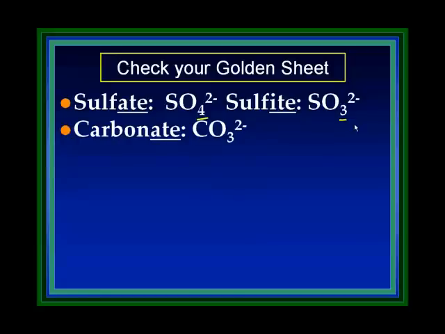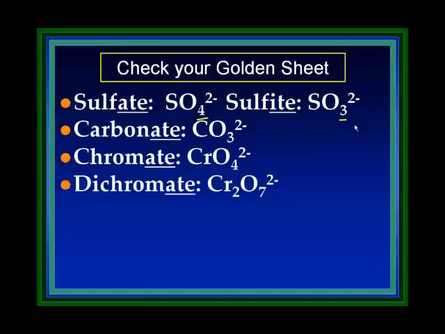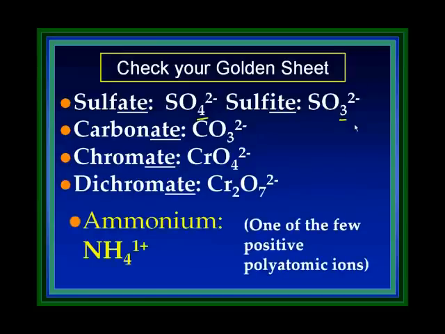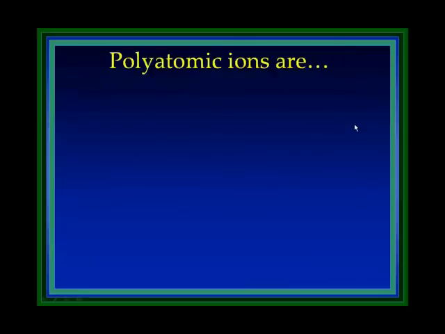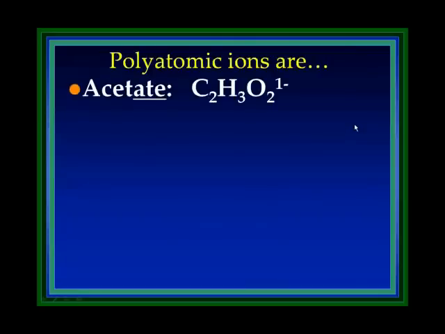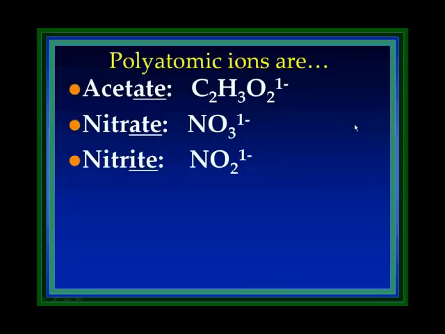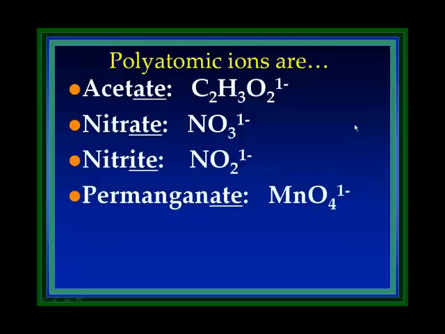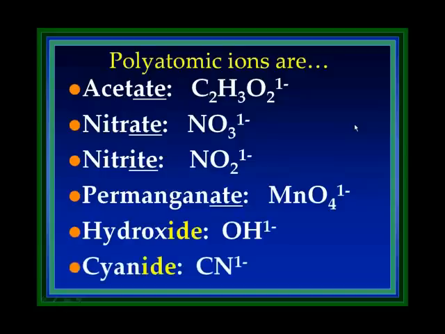So you've got carbonate, CO3 2-, that's another polyatomic ion. Chromate, CrO4 2-. Dichromate has 2 of those chromiums in there. And then one of your very few positive polyatomic ions will be ammonium, NH4+, or +1. Just a few more: acetate, nitrate, nitrite. Again, there's that 1 less oxygen. Permanganate, and hydroxide, and cyanide.